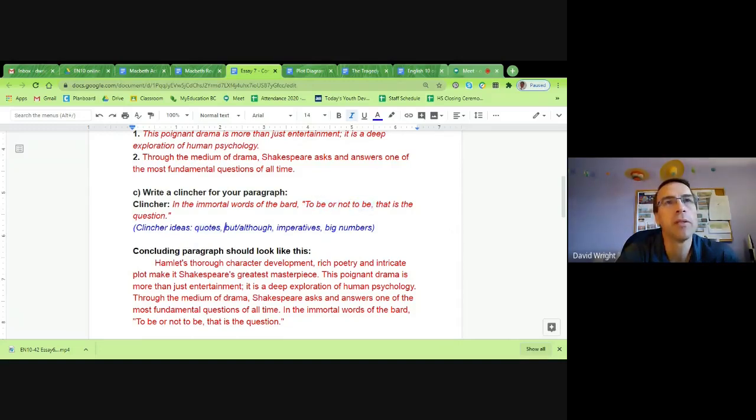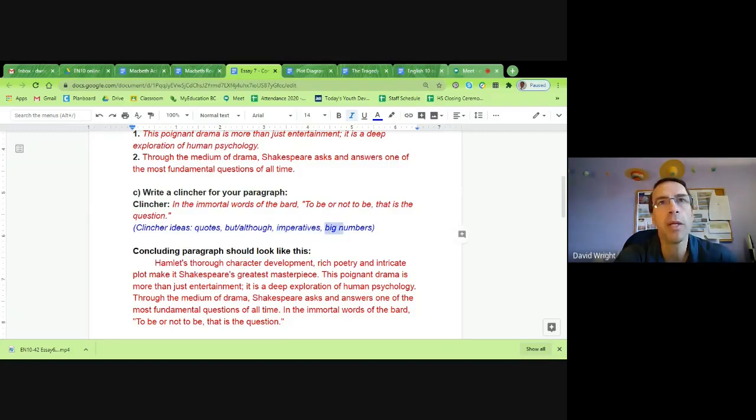Another one is to use a but although statement, either a but statement or an although statement. Don't use both in the same sentence. That would be bad grammar. But do remember, we talked about that for the hook. Remember the hook? You could use, although people don't read this very often, it's really the most important work of literature ever written. That's an although statement. Or you could use imperatives. Shakespeare's Hamlet must be read because it is the most important.